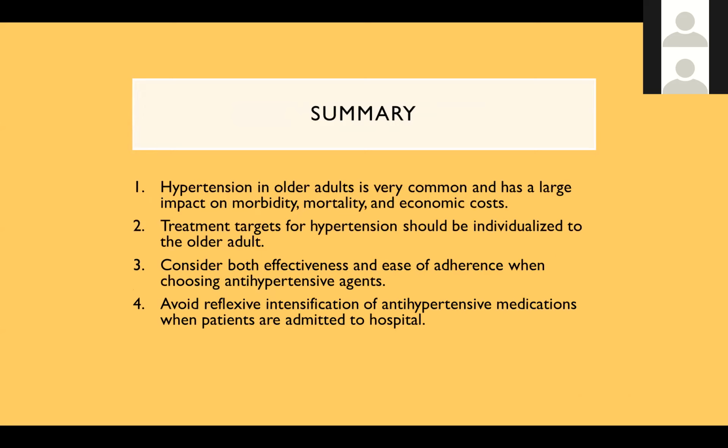This is just the 4 take-home points that I was hoping you would leave with today. Number 1, recognizing hypertension in older adults is very common. It has a large impact on morbidity, mortality, and economic costs. Number 2, the treatment targets for hypertension should be individualized. And again, there's evidence for this, particularly in older adults. Number 3, when choosing blood pressure medications, please consider both the effectiveness as well as the ease of adherence, because both do lead to better outcomes. And number 4, as best as possible, avoid reflexive intensification of antihypertensive medications when patients are admitted to hospital.